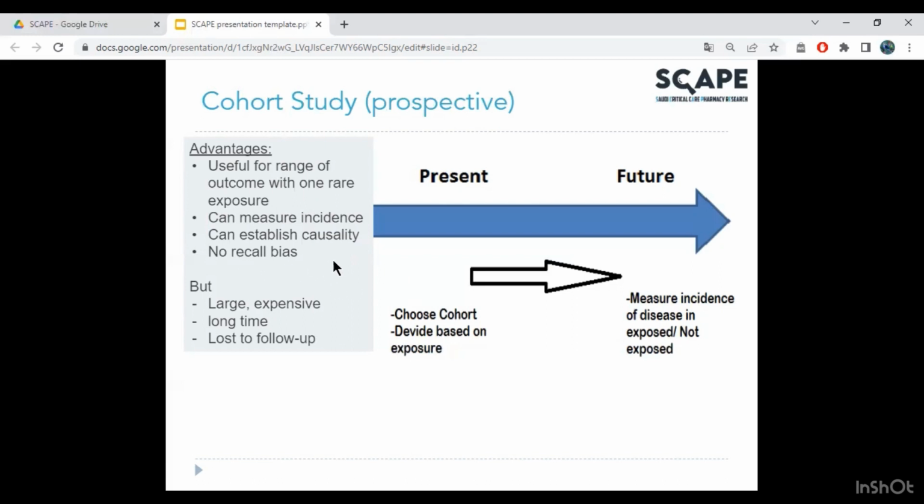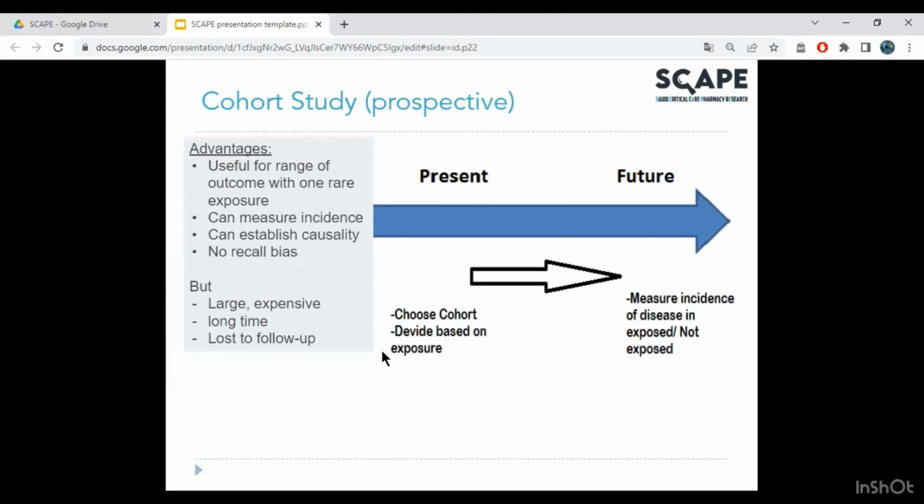It can establish causality because you started with a group that you know for sure that they don't have the outcome, by the medical exam and the lab exam, you know for sure. So here you start with the correct temporal consequence of the events. You start with the cause and then follow up for the effect of these causes. Also, there is no recall bias because you are following the patient and they don't have to remember a lot about their past.